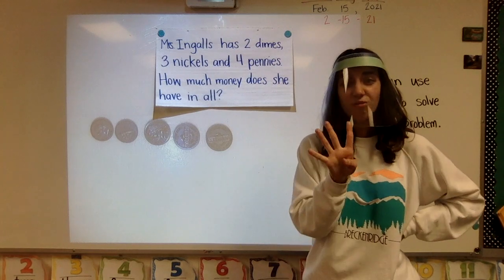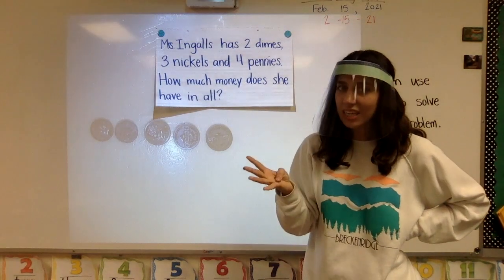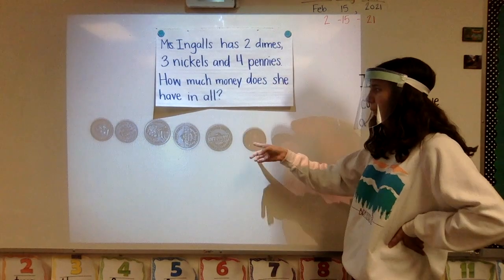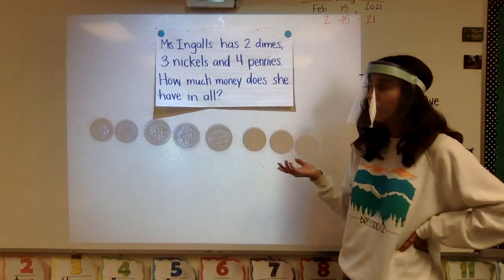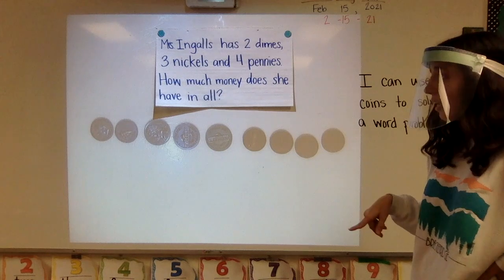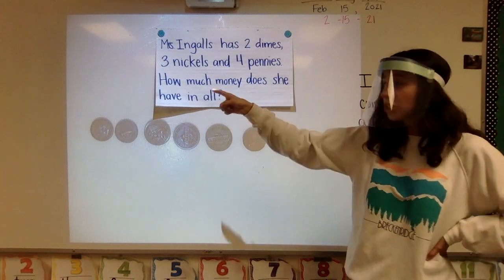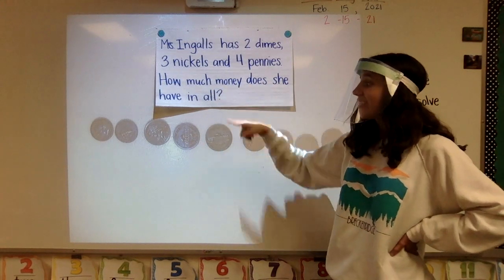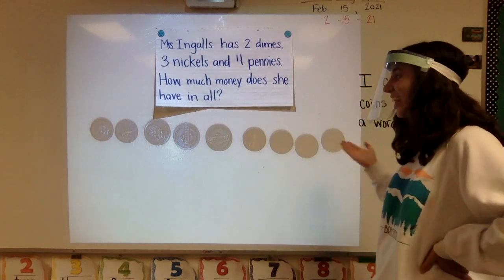And then I need 4 pennies. My pennies are easy to identify because they're our only copper or brown coins. So I have 1, 2, 3, 4 pennies. Now, my question tells me that my job is to tell how much money she has in all.